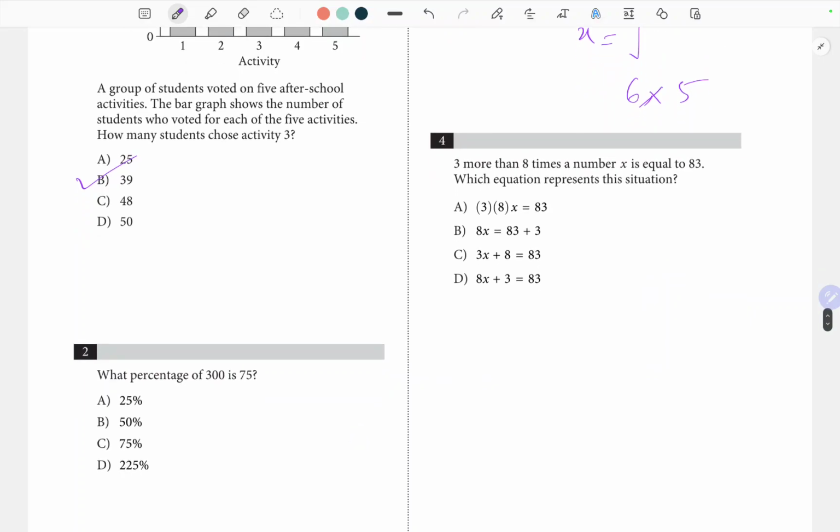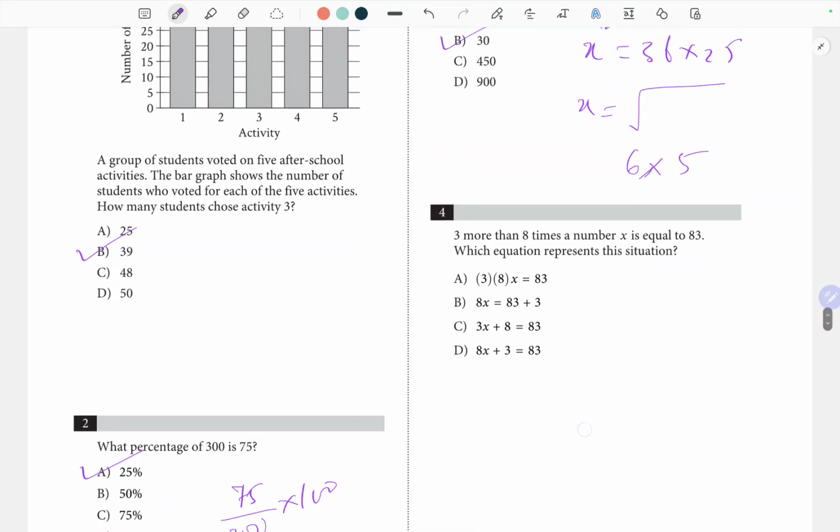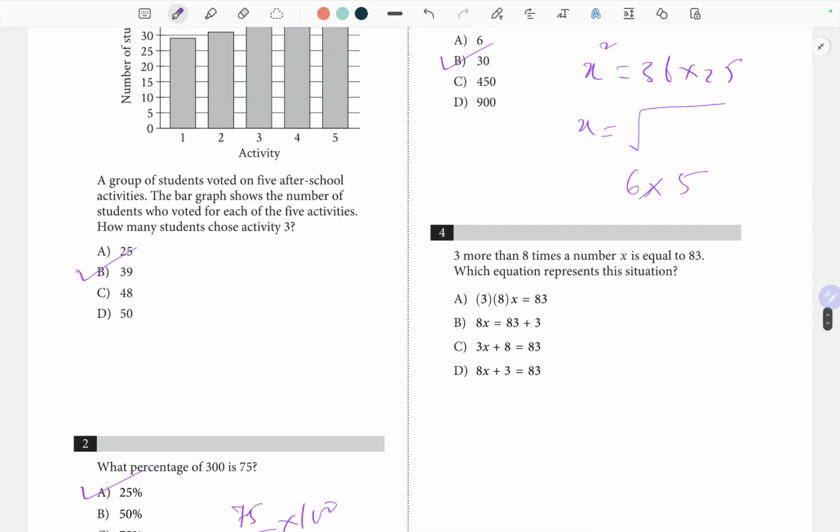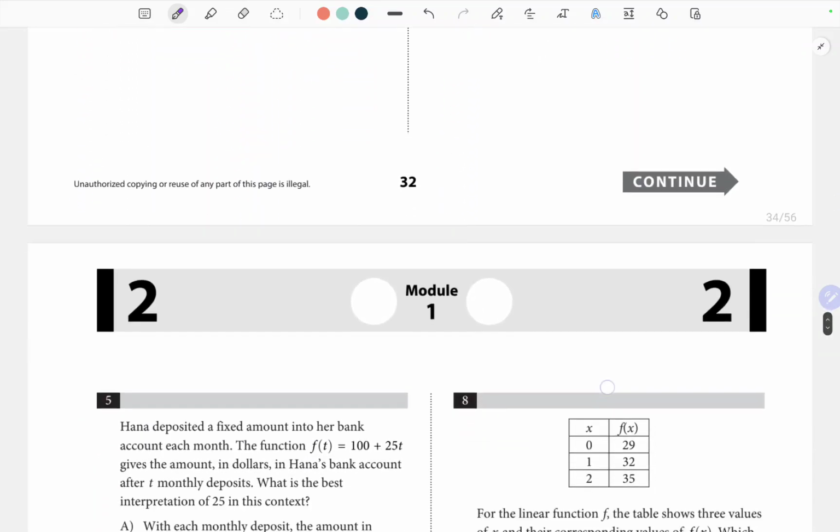Now this is question number 2. What percentage of 300 is 75? 75 over 300 times 100, so it will be 25. Now question number 4. 3 more than 8 times a number x is 8x plus 3. Okay, D.